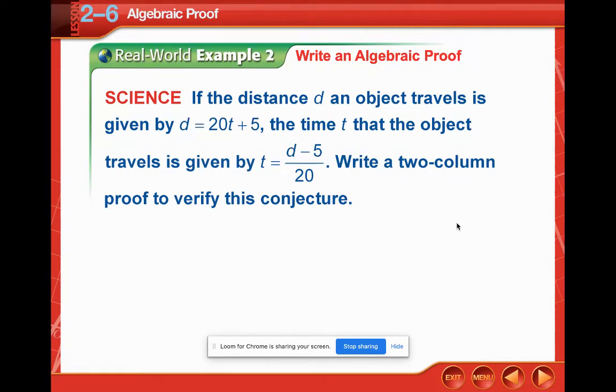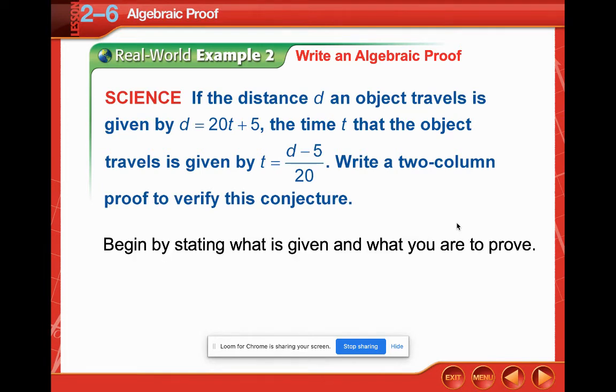Okay, if the distance d an object travels is given by d equals 20t plus 5, the time t that the object travels is given by t equals d minus 5, divided by 20. Write a 2-column proof to verify this conjecture. Wow. Very fancy stuff. Let's go over it. All right. Begin by stating what is given and what you are to prove. Given d equals 20t plus 5. Prove t equals d minus 5 divided by 20.